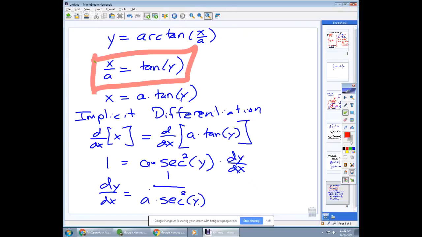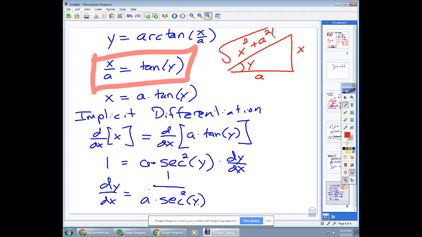Tangent in a right triangle is opposite over adjacent, right? So I'm going to draw a picture of that. Here I'm saying y is the angle inside, because I'm taking tangent of y. So x is going to be the opposite side, and a is going to be the adjacent side. What's the hypotenuse then? According to the Pythagorean Theorem, square the legs and add them up: x squared plus a squared, so the hypotenuse must be the square root of that.